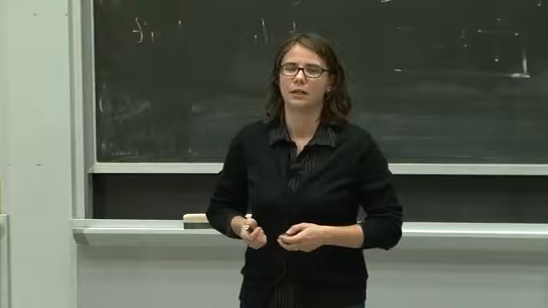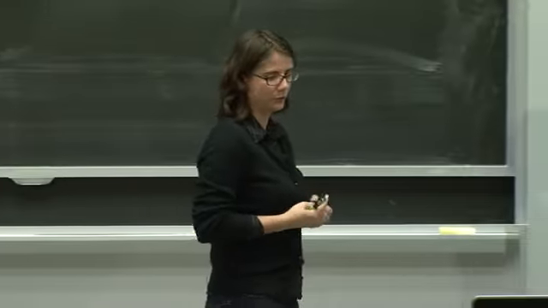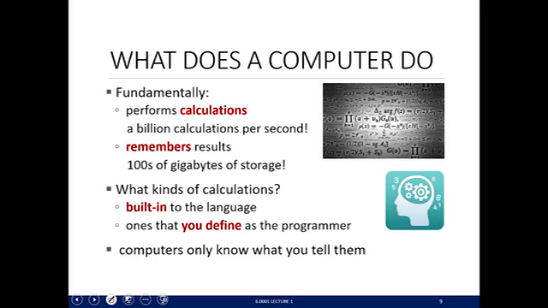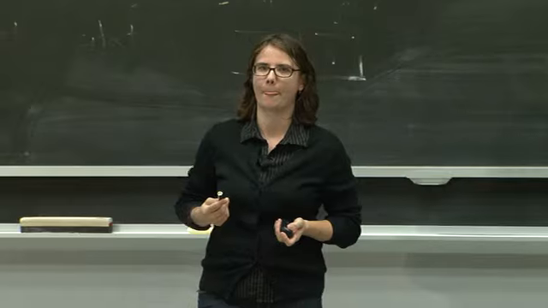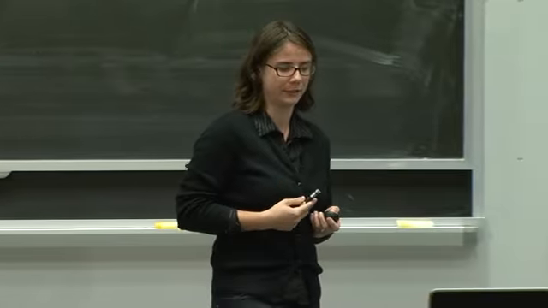Okay? So the kinds of calculations that computers do, there are two kinds. One are calculations that are built into the language. These are the very low-level types of calculations, things like addition, subtraction, multiplication, and so on. And once you have a language that has these primitive calculation types, you as a programmer can put these together and define your own calculations. Then you create new types of calculations, and the computer will be able to perform those as well.